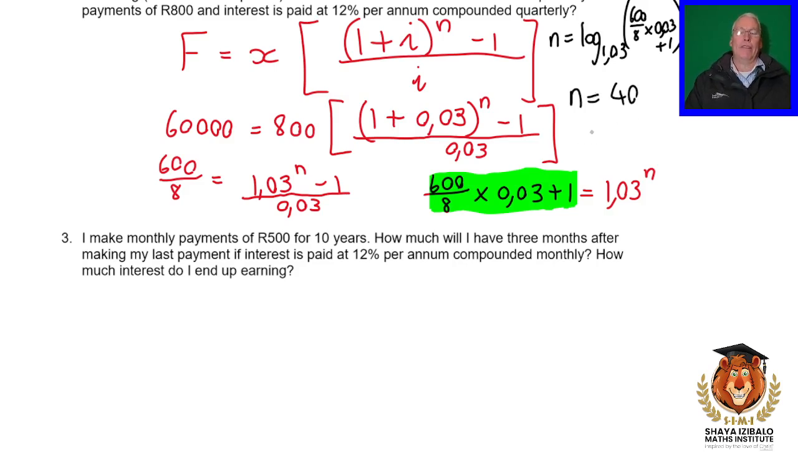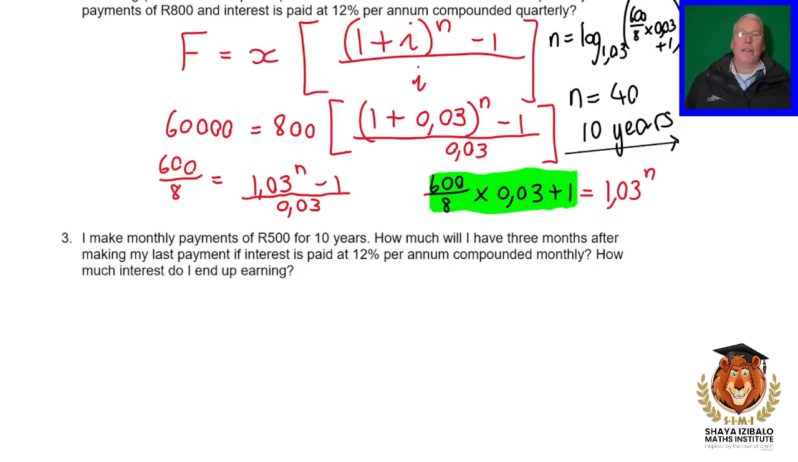So actually 40 quarters, 10 years. That's how long it will take. So we're going to make 40 payments of 800 Rand. 40 times 800 is actually only 32,000 Rand. 40 payments of 800 is 32,000. The rest will come from interest.